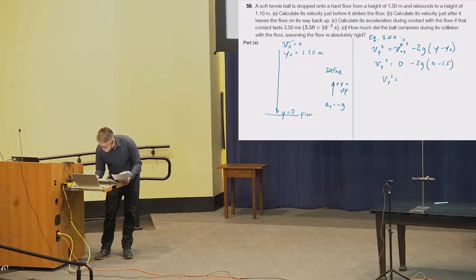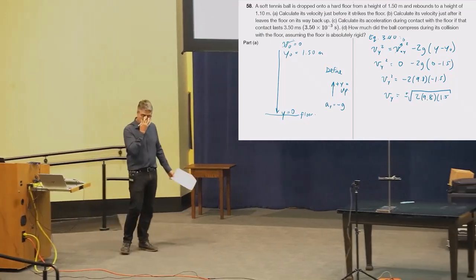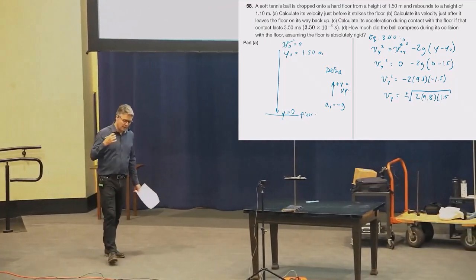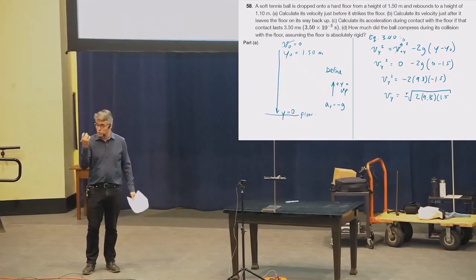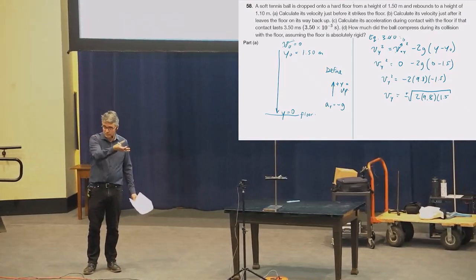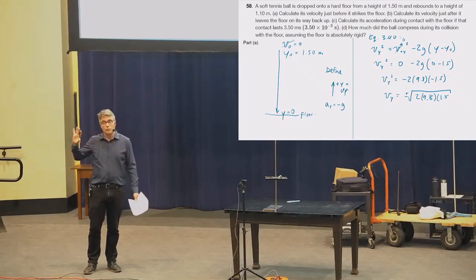So vy squared is equal to, the negatives cancel here. You get negative 2 times 9.8 times negative 1.5. And you get vy is equal to, and this is another interesting thing, when you do have the square root of a positive number, there is a plus or minus that comes out in front of the square root. So when you have x squared equals some constant, there are two possible solutions for x. It's either plus or minus that square root. Then you have to choose based on physics which is the correct answer.